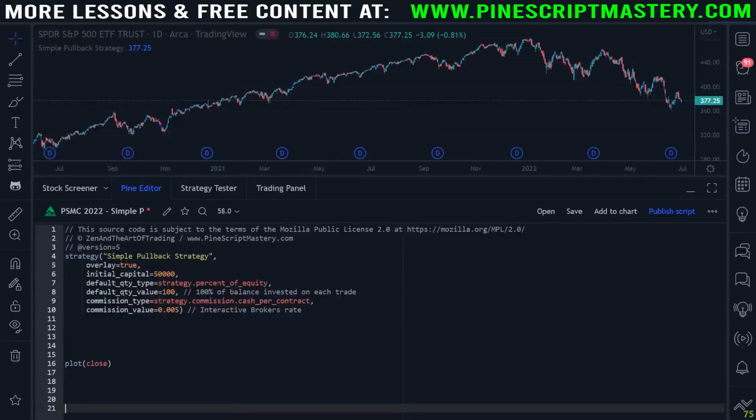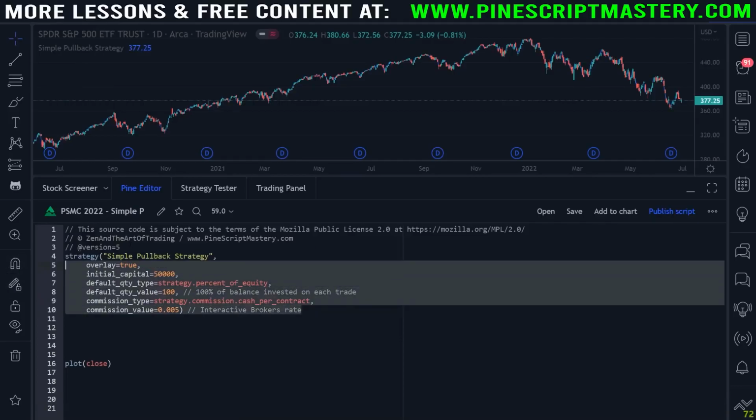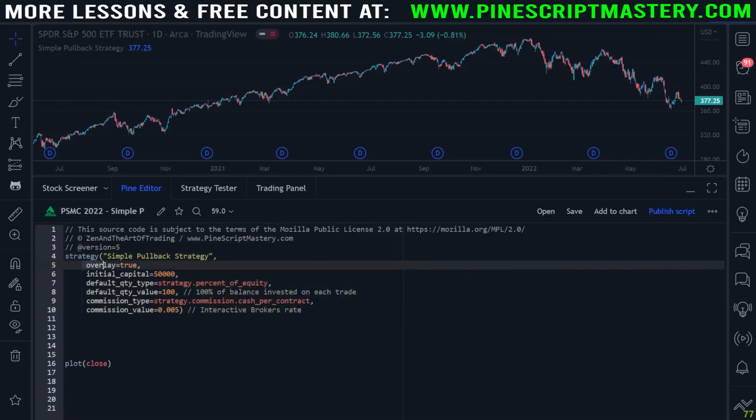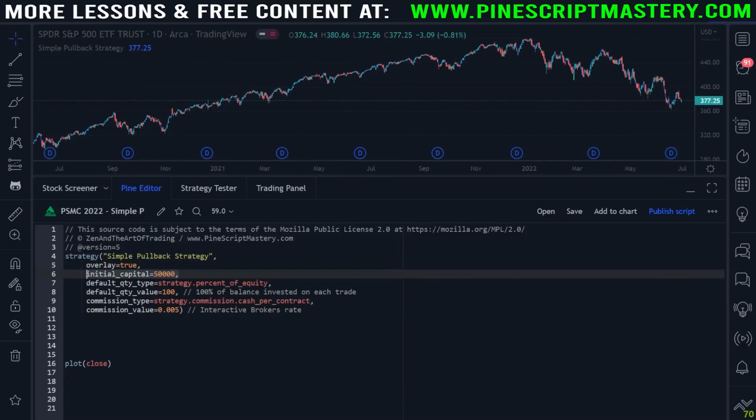All right, so here we are with a blank script, a relatively blank script. All I've done here is input my default strategy parameters. So we have overlay set to true, so we're drawing over price action. Our initial capital is set to $50,000. Our default quantity type for this strategy is set to percentage of our equity, and our quantity value is set to 100% of our account balance. So on each trade we get involved with, we're trading 100% of our account balance with no leverage.